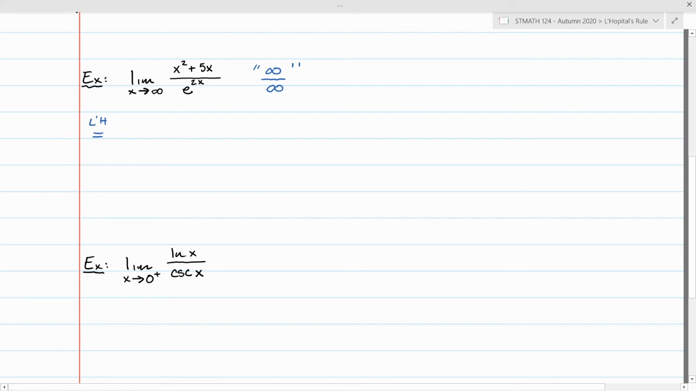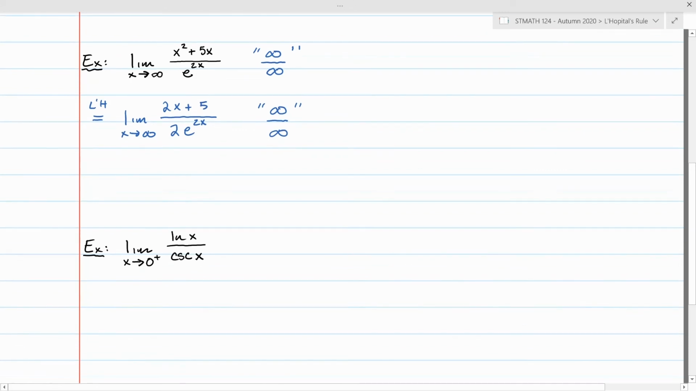So by L'Hopital's rule, this would be the limit as x goes to infinity. The derivative in the numerator is 2x plus 5, and the derivative in the denominator is 2e to the 2x. Okay, so now I have to stop and think about this limit. What's going on with it? Well, I look at what happens in the numerator as x goes to infinity, and the numerator is going to infinity, and in the denominator it's also going to infinity. So this is still, even after applying L'Hopital's rule, infinity over infinity, but that's okay. L'Hopital's rule can be applied multiple times. Let's see what happens if we do L'Hopital's rule one more time.